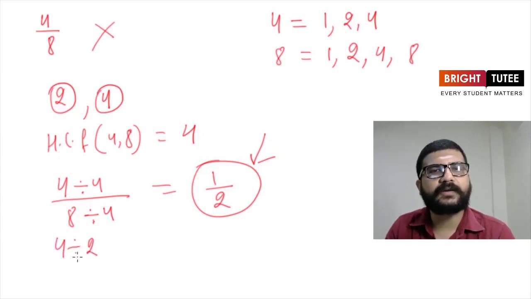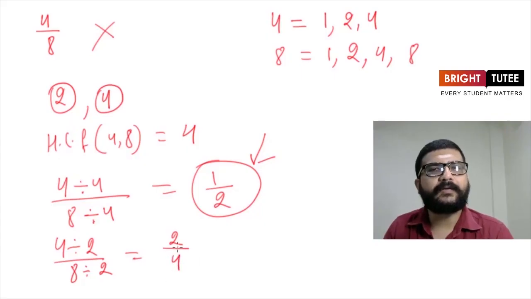Now 4 divided by 2 upon 8 divided by 2. This will give us 2 upon 4. Now is it in a standard form? No, this is still not in a standard form. So let's do one thing, let's again divide them with 2, because 2 is the common factor between numerator and denominator. So now from here we will get 1 upon 2.